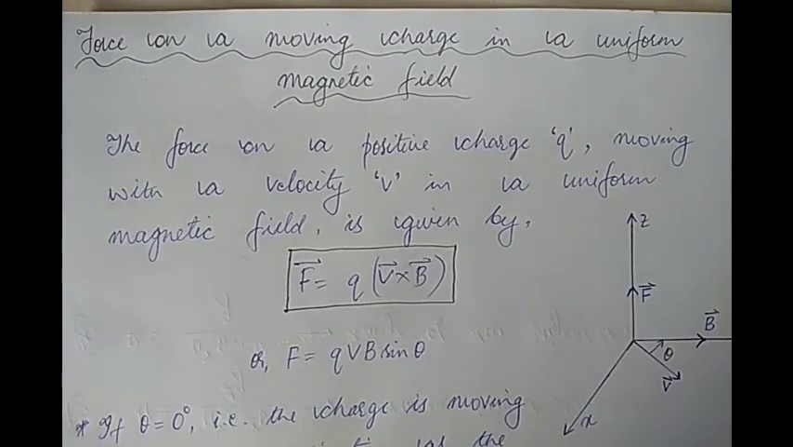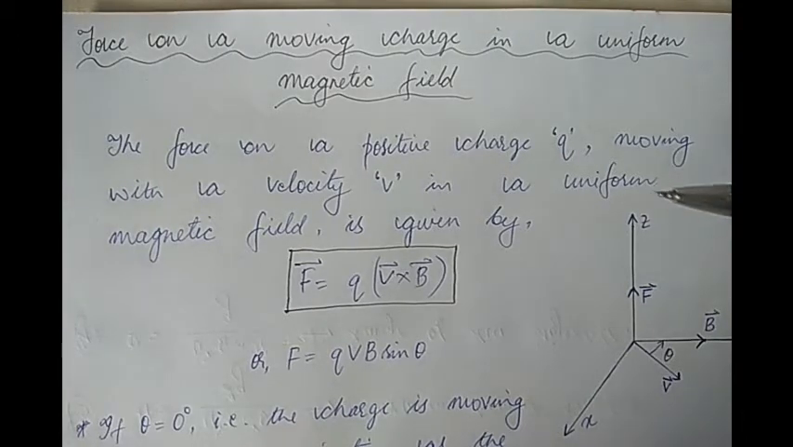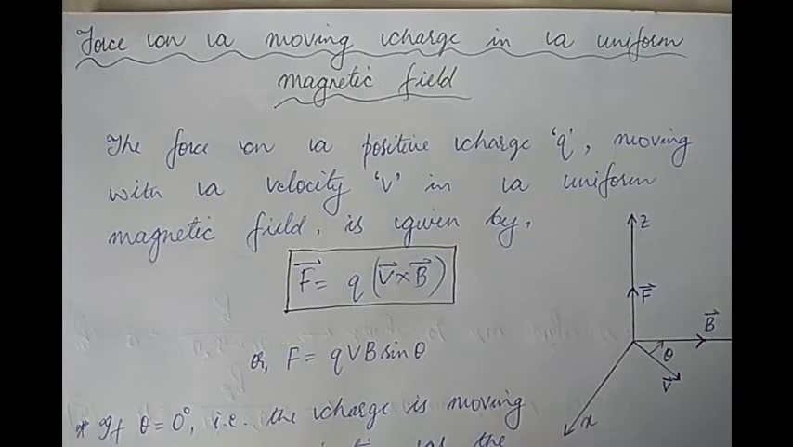And we know the magnitude of the force experienced by a charged particle in the electric field is given by F is equal to Q into E. But for now, do understand that only a charged particle moving with a certain velocity, of course, experiences a force in a magnetic field. Whereas if it is stationary, it experiences no force.